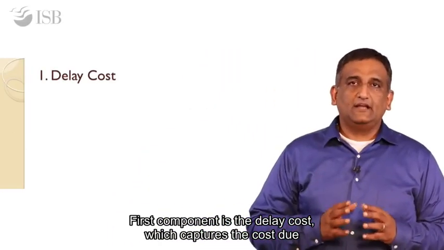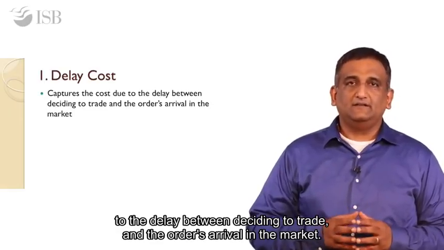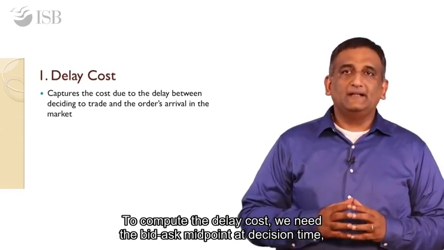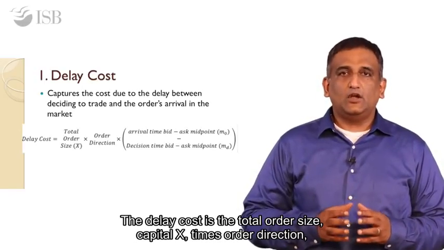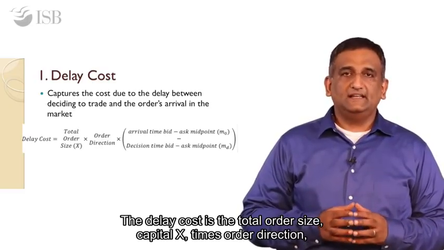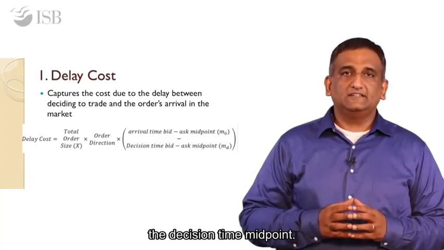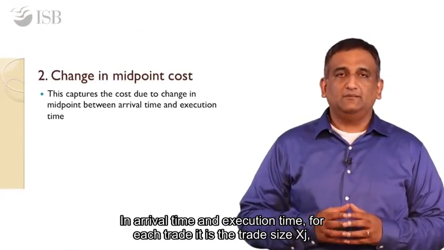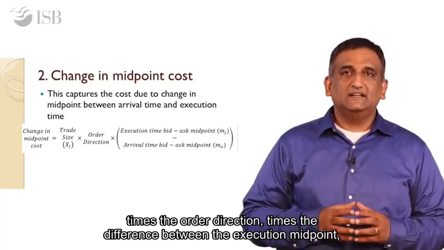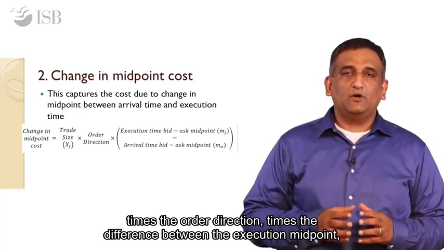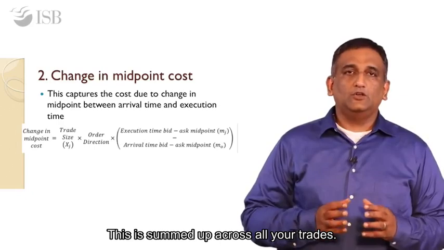The first component is the delay cost, which captures the cost due to the delay between deciding to trade and the order's arrival in the market. To compute the delay cost, we need the bid-ask midpoint at decision time as well as at arrival time. The delay cost is the total order size capital X times order direction times the difference between arrival time bid-ask midpoint M sub 0 and the decision time midpoint. The second component, the change in midpoint cost, captures the change between arrival time and execution time. For each trade, it is the trade size X sub j times the order direction times the difference between the execution midpoint M sub j and arrival time midpoint M sub 0. This is summed up across all your trades.